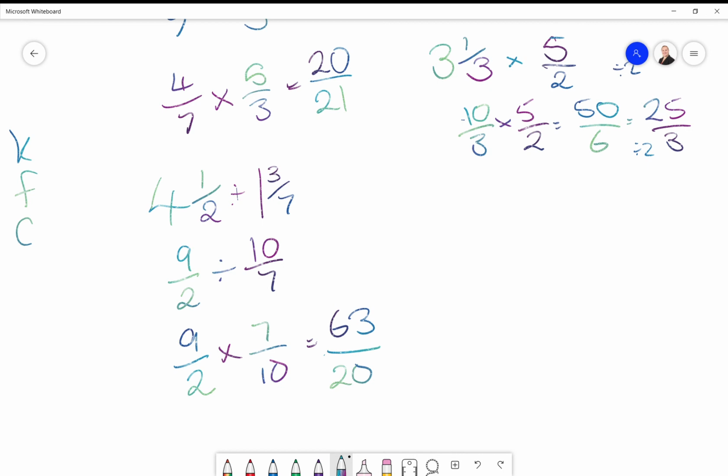So hopefully that's just cleared up some of your questions. What you've got to do now is practice, practice, practice, get it stuck in your head. Okay? So have a lovely time playing around, multiplying and dividing the fractions.